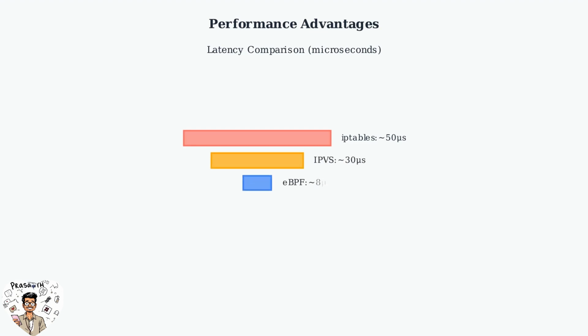Benchmarks show that eBPF-based networking can achieve latencies as low as 8 microseconds, compared to 30 microseconds for IPVS and 50 microseconds for Iptables. This represents a significant improvement in packet processing efficiency.